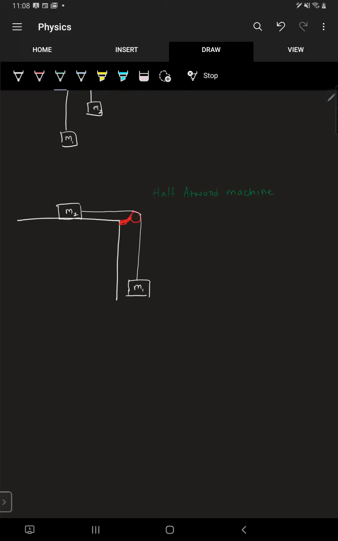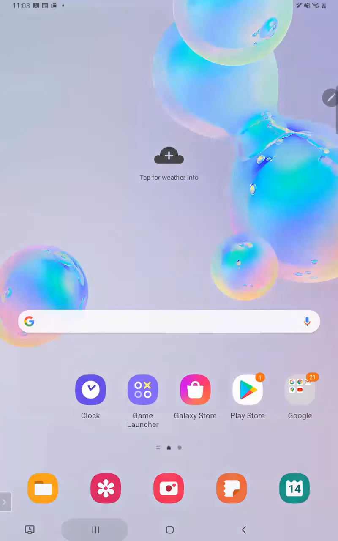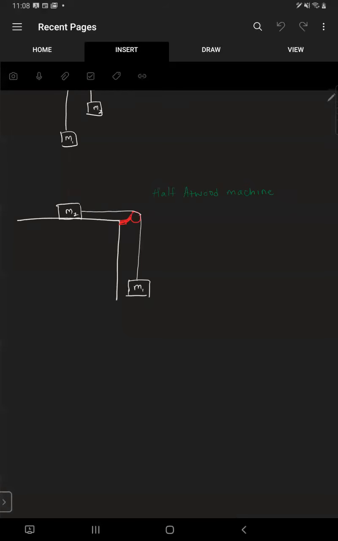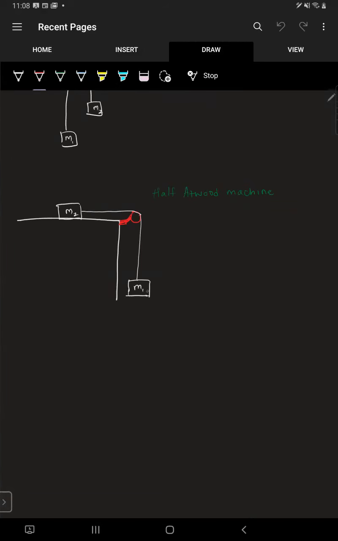Well, in our half Atwood machine, if we were to let go, let's say this was being held in place by an invisible force, like a hand or something, and we let go, where would this accelerate? Well, this mass is going to go downwards because it has no other place to go. M2 won't go left, right? M2 has to go right.